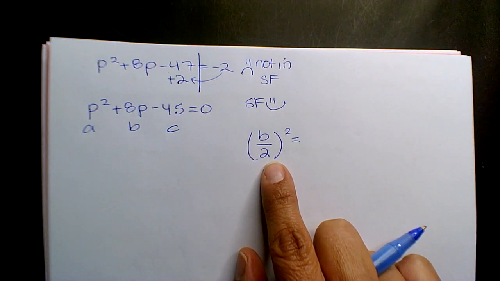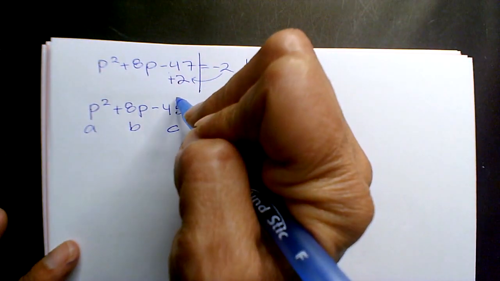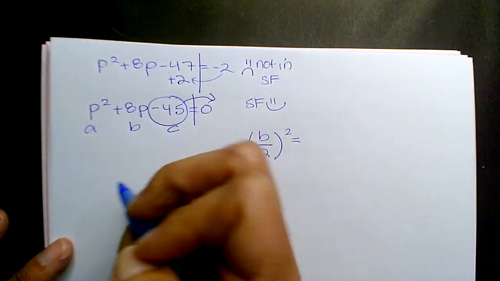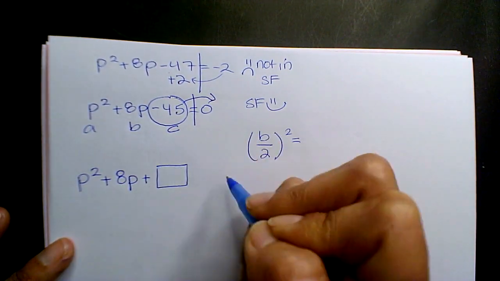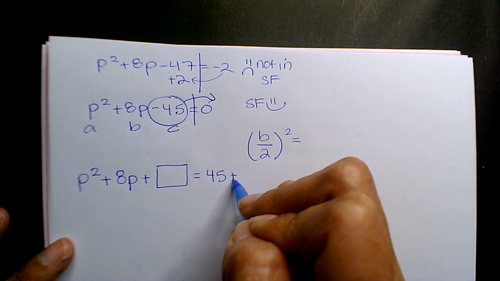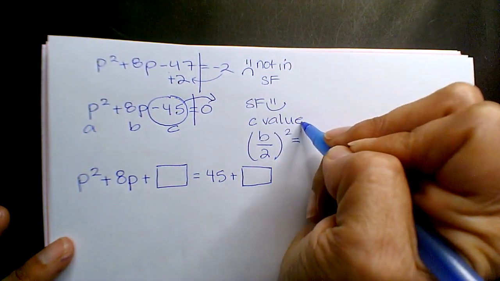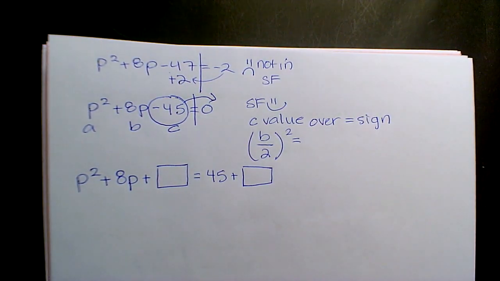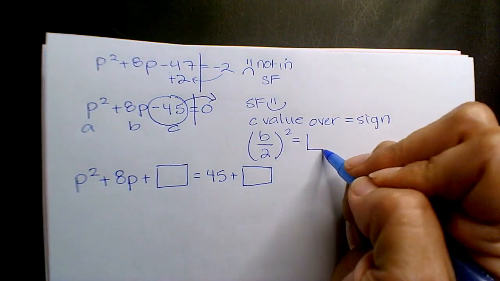But the first thing I'm going to do then, do I want to move it back? I'm trying to think. Yeah, let's move it. Okay, this 45, I'm now going to take over the equal sign. So p squared plus 8p, I'm going to put a box, so the c value goes over the equal sign, to the right. And then I'm going to place boxes because that's where your b over 2 squared goes.